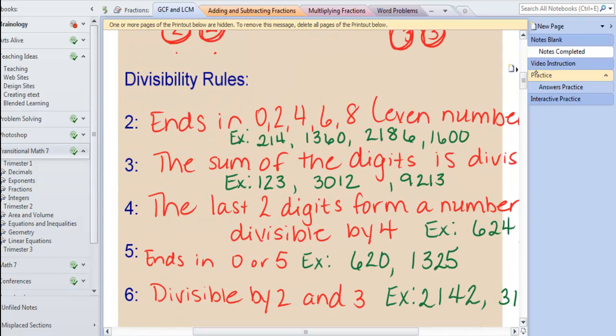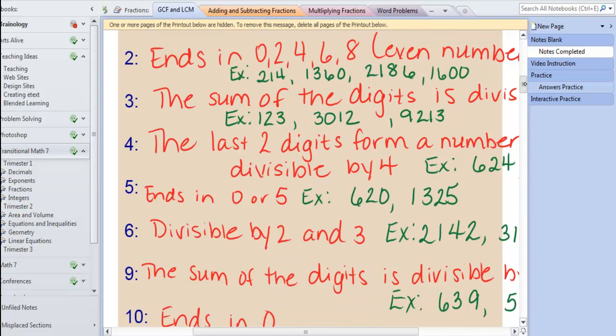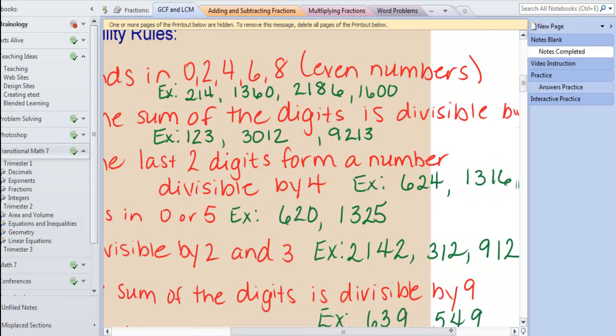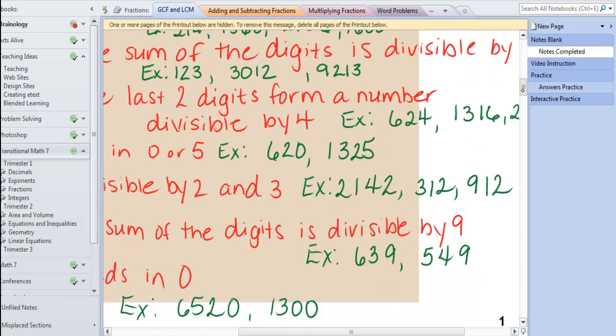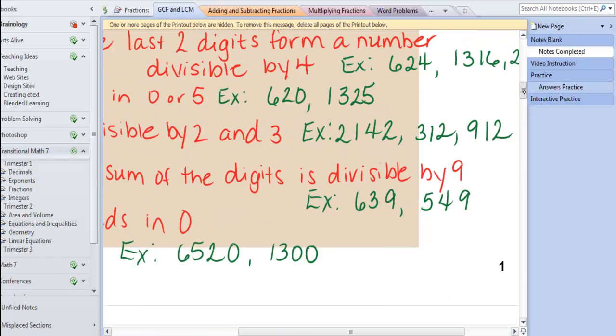We're going to skip 7 and 8. How about 9? Do you remember that rule? It is the same as 3, except you have to be able to divide the sum of the digits by 9. So, for example, 639. 6 and 3 is 9, plus 9 is 18. So I know that 9 will go into 639. And then our last is the easiest rule of all, and that's dividing by 10. What do we have to have as our last digit? A 0. So those are pretty easy.